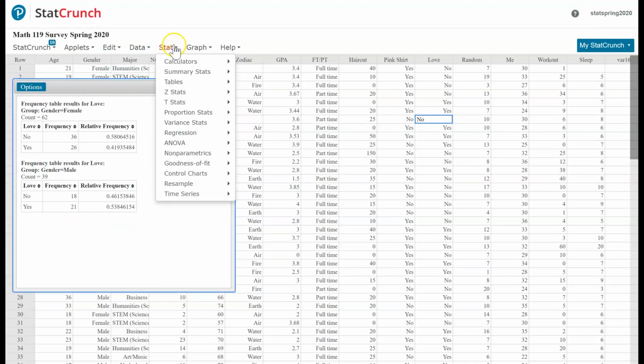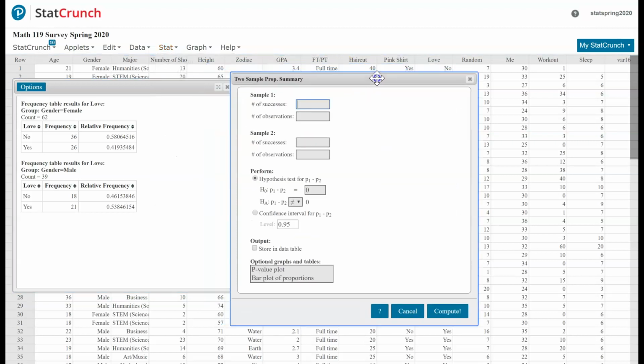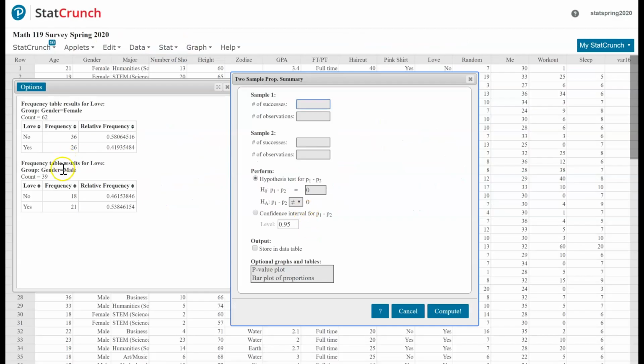So we're going to click on stat, go to proportion stats, click two sample, and now we're going to click with summary, not with data, because we're summarizing all the proportions. Okay, sample number 1. This is going to be your P1. Now remember, what was P1? Let's go back. Your P1 was a proportion of males, okay? So what we're going to look at is males. So males here, how many believe in love at first sight? That's going to be 21. So that's going to be 21 on the top for number of successes. Observations, we have 39 males.